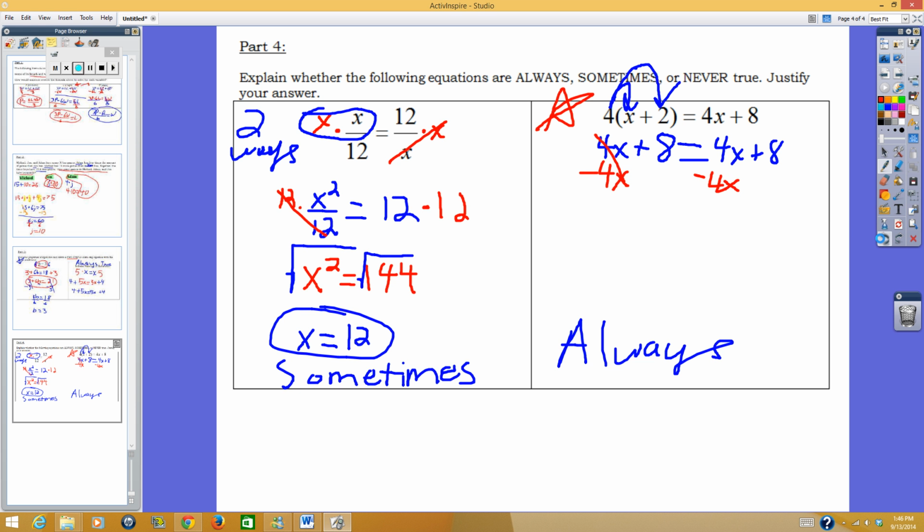And to show you one more way, I know some people are like, why'd you get rid of the 4x? It's because I felt like it. If you want to get rid of this plus 8 instead, do that. Minus 8, minus 8, they cancel out. And you still end up with the same thing on both sides, 4x equals 4x. And you're good to go. Either way, you could show that this is always true.